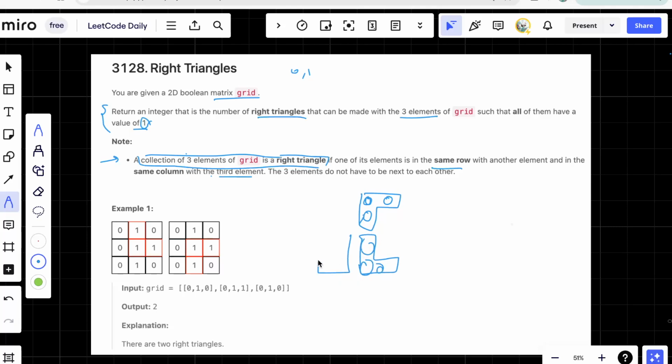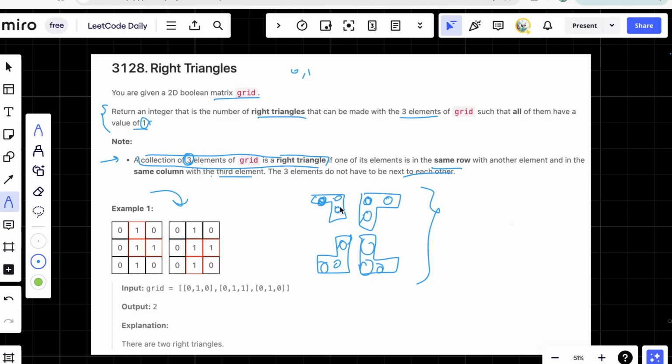it can be formed like this as well, and it can be formed like this as well. So these are the kinds of possibilities of creating the right triangle within this grid. And also remember this 3, right? You have to consider 3 elements only, a collection of 3 elements. And another thing that they mention here is that the 3 elements do not have to be next to each other. They do not necessarily have to be adjacent to each other.